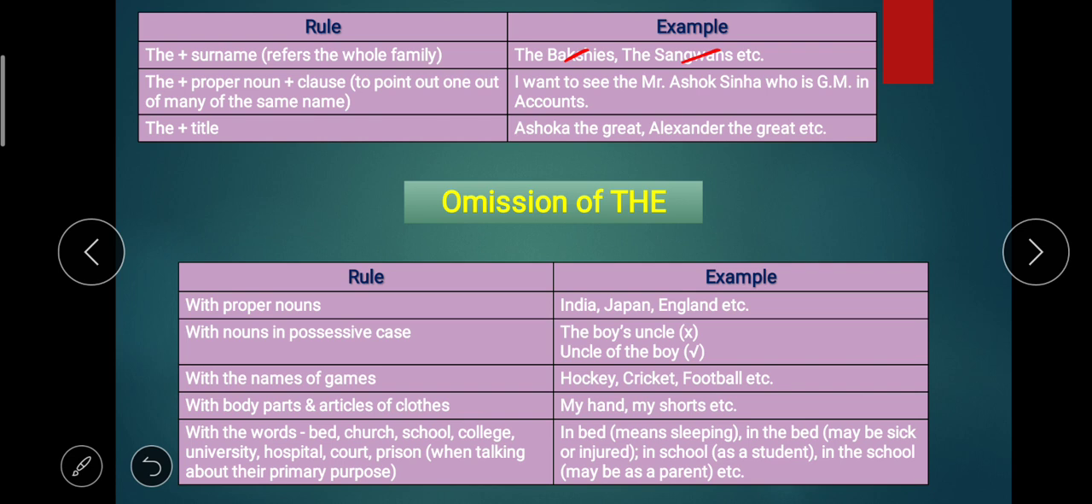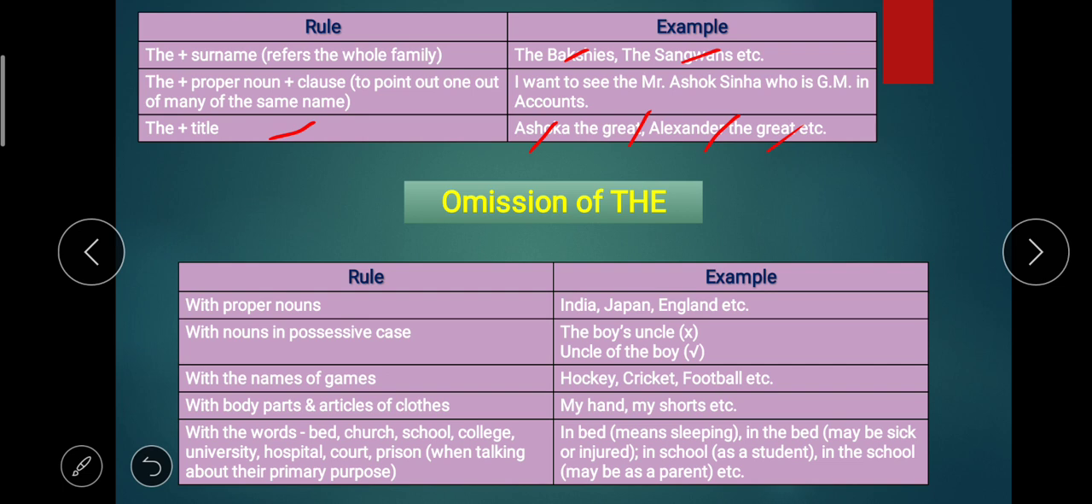Next one is "the" plus title. Sometimes people are given titles, so with that title we use "the". You can say Ashoka the Great. Ashoka was given the title of Great, so we use "the" before the title, the Great. The same way, Alexander the Great. In this way we use "the". There are a few areas where we need to use "the".